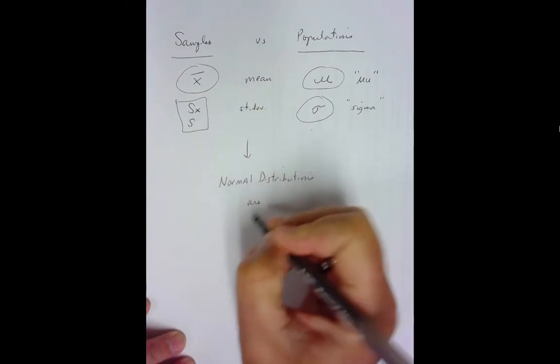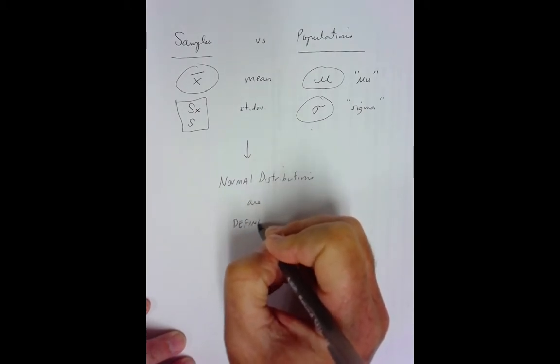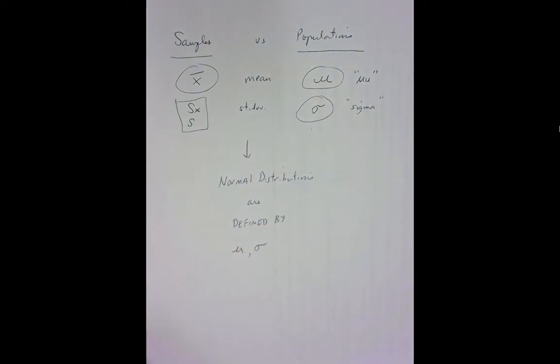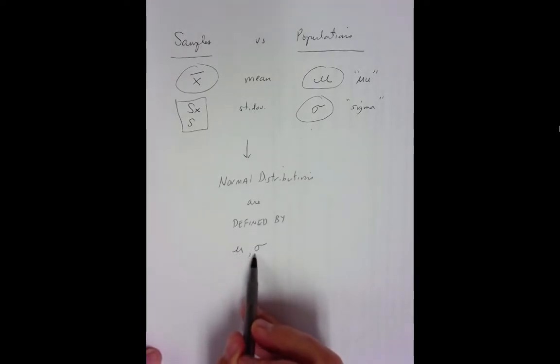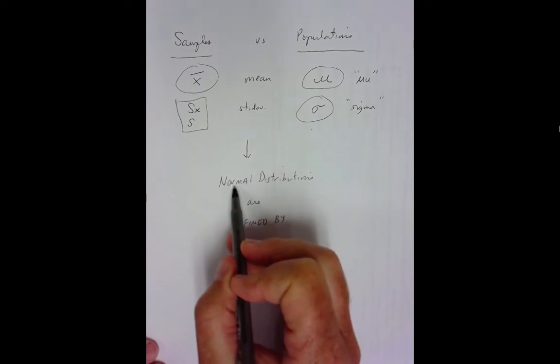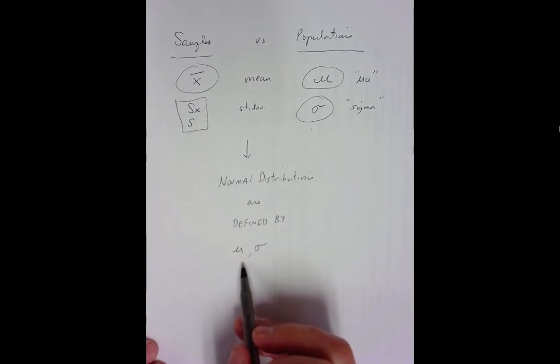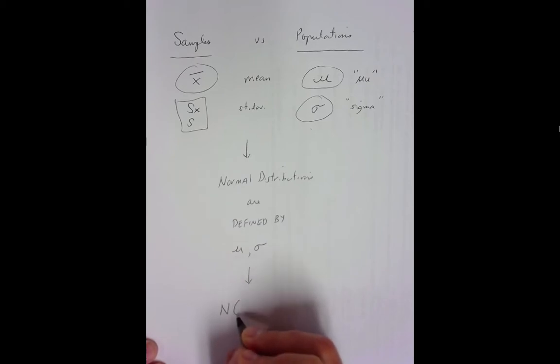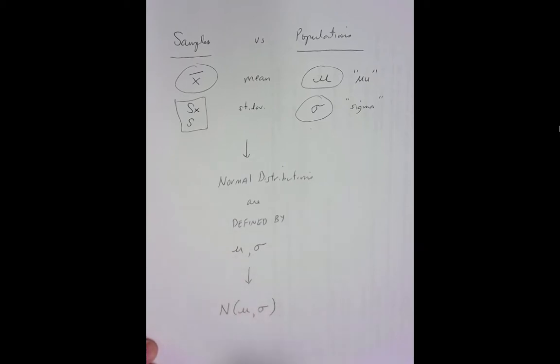Guys, it turns out that normal distributions are defined by their mean and their standard deviation. If I know the mean and I know the standard deviation and I know I have a normal distribution, as you're going to find out in future videos, I find out all sorts of cool stuff about that distribution. This notation is often given as a capital N with the number of the mean going first and the number of the standard deviation going second.